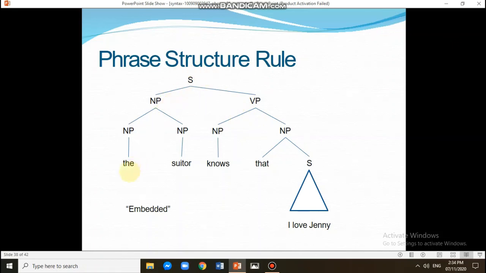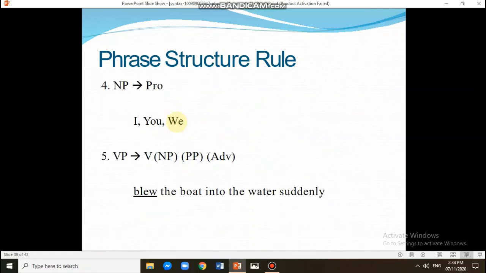So example, nga embedded ang sentence sa usa ka sentence. So we have here the sentence, the suitor knows that I love Jenny. The sentence is noun phrase and a verb phrase. So a noun phrase, we have the as the determiner, and the noun suitor, which is a noun, then verb phrase, verb knows, then noun phrase, that, and another sentence, I love Jenny. This is an embedded sentence in a sentence.